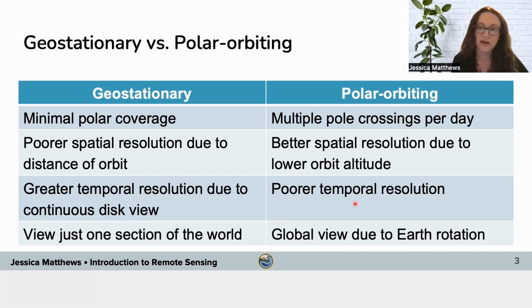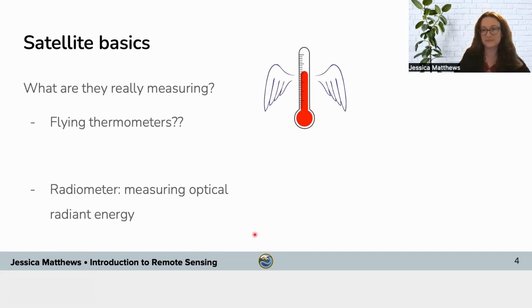And again, the primary difference is that geostationary satellites will view just one section of the world at a time. For instance, NOAA's geostationary satellites are primarily looking at North and South America. However, other international agencies are examining different parts of the globe with their own geostationary orbits. But polar orbiting missions will always have that global view due to the rotation of the Earth.